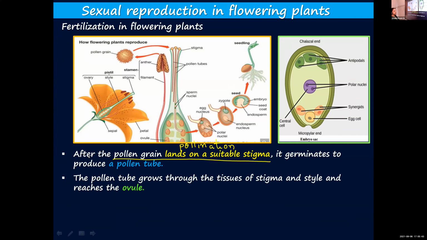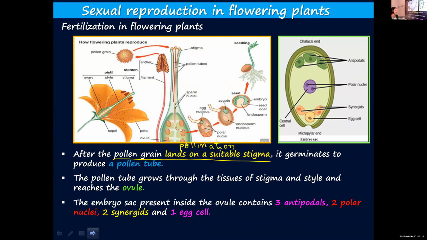The pollen tube grows through the tissues of the stigma and style and reaches the ovule. Children, you know that the egg is present inside the ovule. But the pollen grains have landed on the stigma. From the stigma, it has to move through the style and reach the ovule. Only then can the male gametes fuse with the egg.